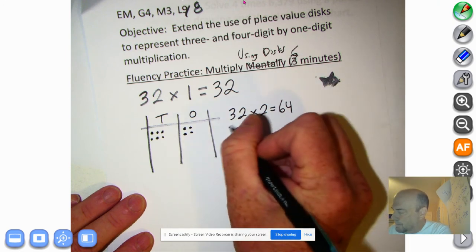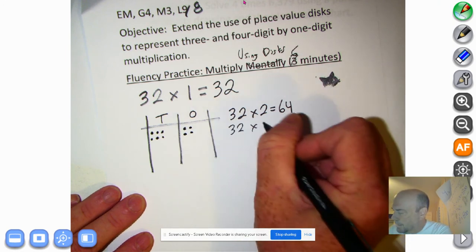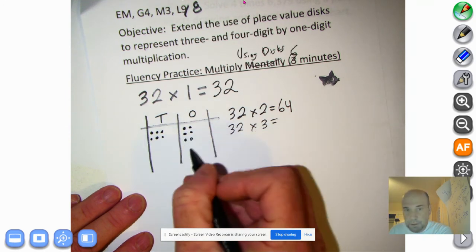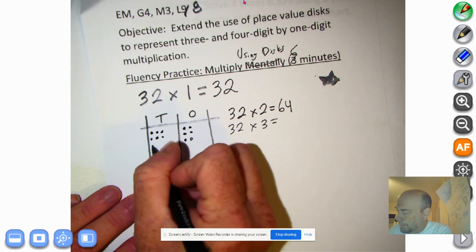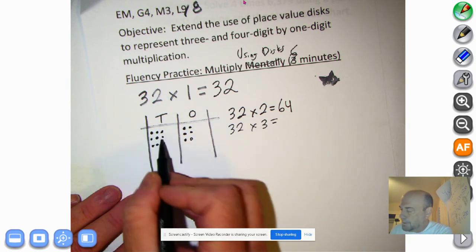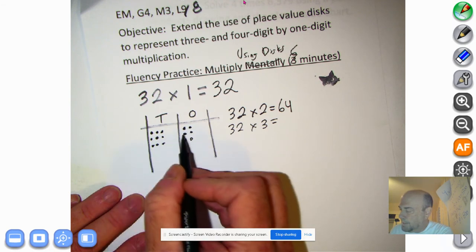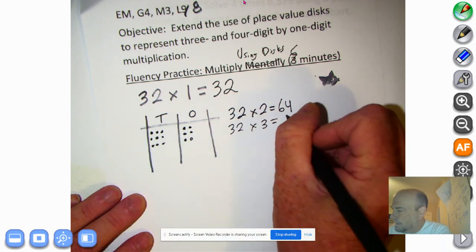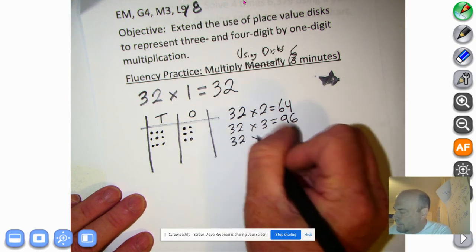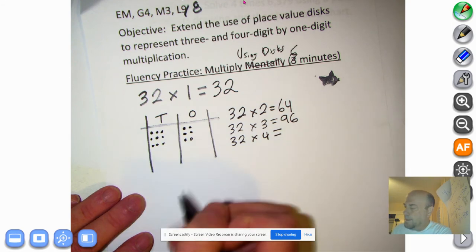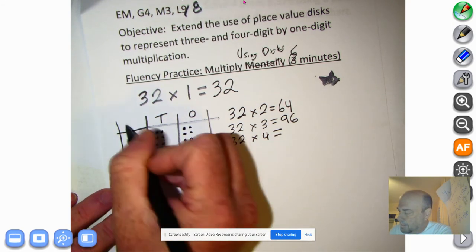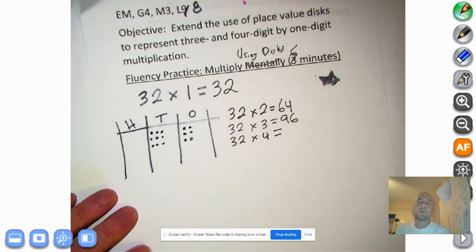And we'll try 32 times 3. Let's make another set. This is 2 times 3, right? And this is 30 times 3. What do we have? 10, 20, 30, 40, 50, 60, 70, 80, 90, 91, 92, 93, 94, 95, 96. Keep it going. 32 times 4. What will that equal? I think I'm going to have to extend this and make a hundreds column. Remember, if I'm going too quick, you could always pause the recording.